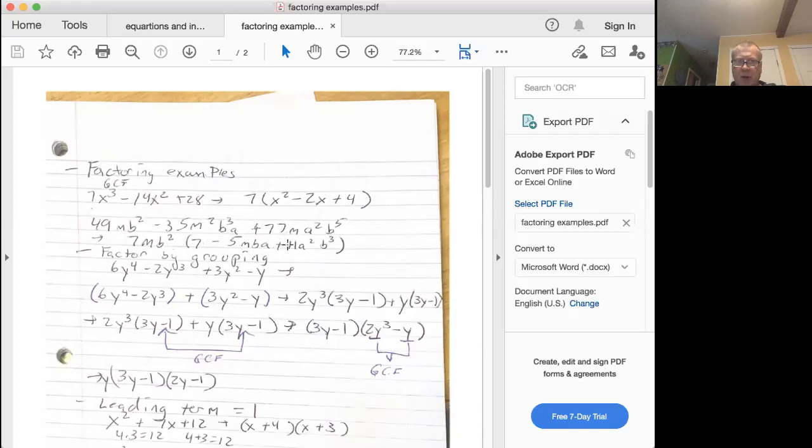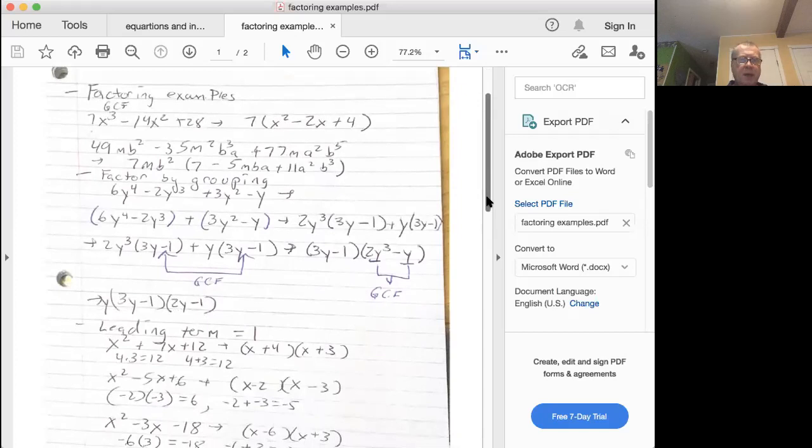And then for 77, 7 times 11, the m comes out. The a squared I need to tack on, and I need a b to the fifth. So b squared times what gives me b to the fifth? It's b to the third. Okay.